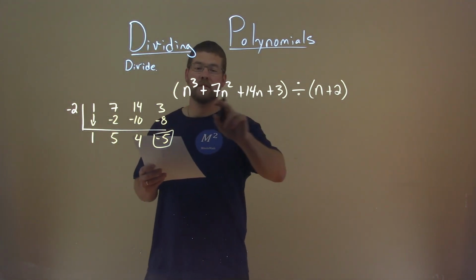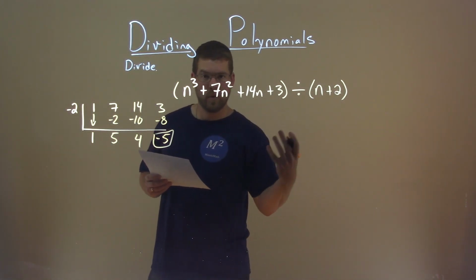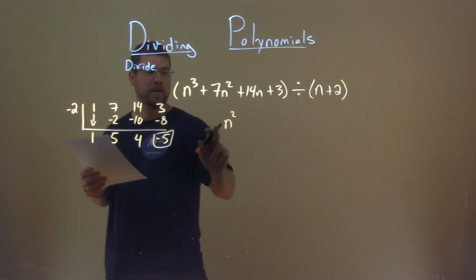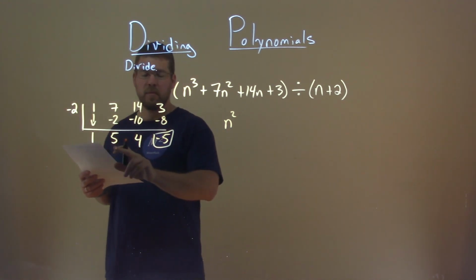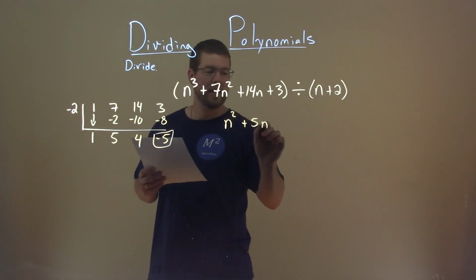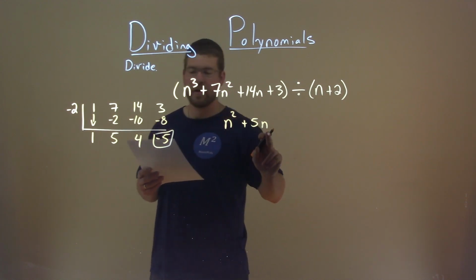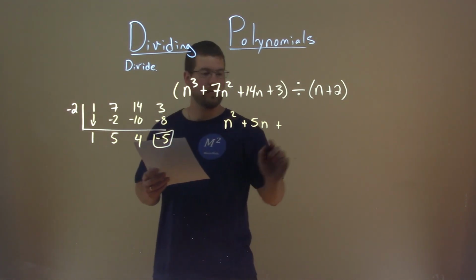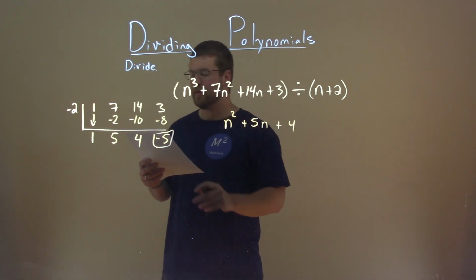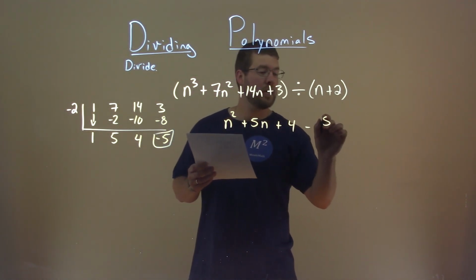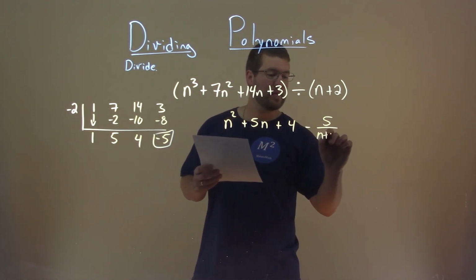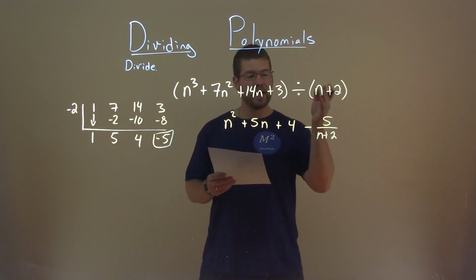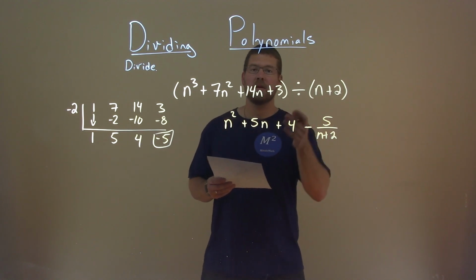N to the third, sorry, divided by n is an n squared, and that's our first value. Its coefficient is 1, that goes right here, don't need to write that. Then we add the next part, plus a 5n, going down by exponent values, so squared to the first power. Then lastly, we have just a number 4. Well, not really lastly, we have the remainder. We need to subtract a 5, and it's being divided by that n plus 2. And so n squared plus 5n plus 4 minus 5 divided by n plus 2 is our final answer.